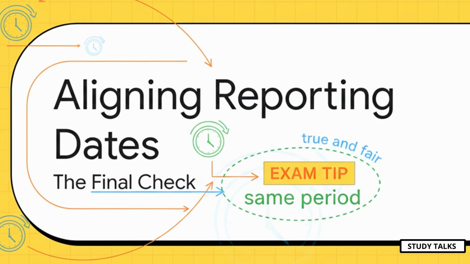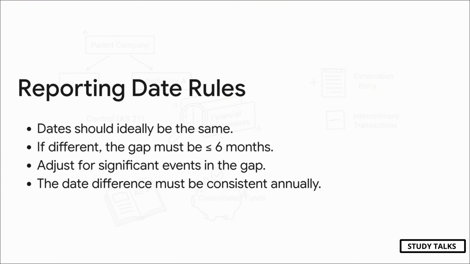All right, we're on the home stretch now. This last point is more of a housekeeping rule, but it's an easy mark in the exam, so don't ignore it. It's all about making sure our reporting dates are aligned. Ideally, the parent and the sub should close their books on the same day. But, life happens. AS21 gives us some wiggle room. But there are rules. First, the difference in dates can't be more than 6 months.